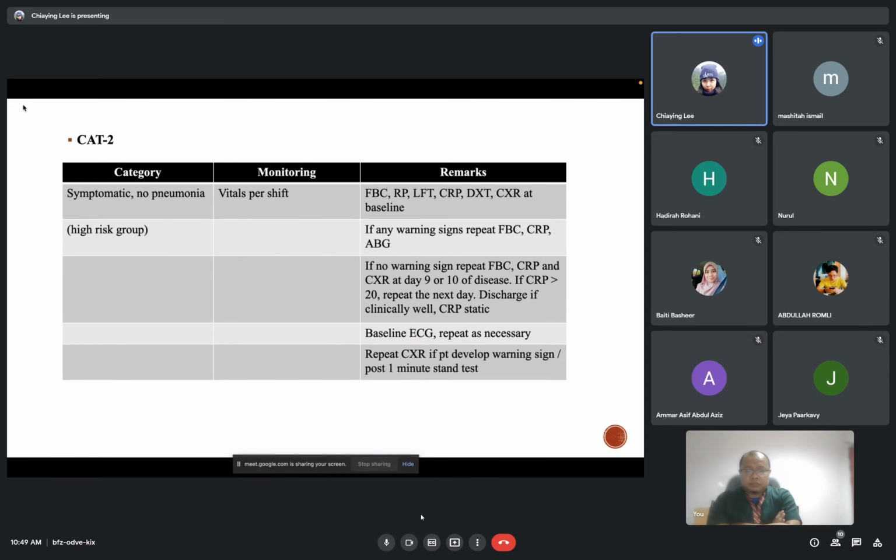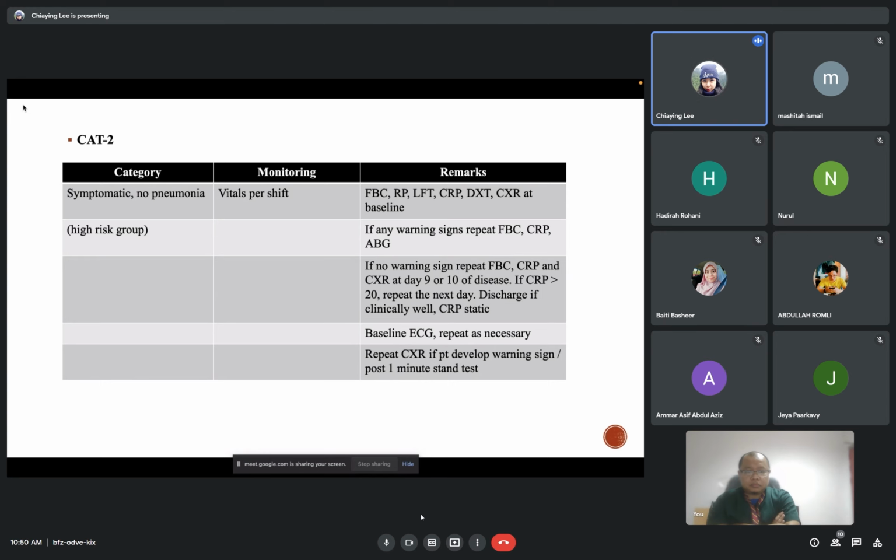Cat 2, symptomatic no pneumonia but high risk group, you still have to do all the baseline blood and X-ray. And if they have no warning signs, you repeat FBC, CRP, X-ray at day 9 or 10 of disease. If the CRP is more than 20, you repeat the next day. But if you see the patient is clinically well, CRP static, you can discharge.